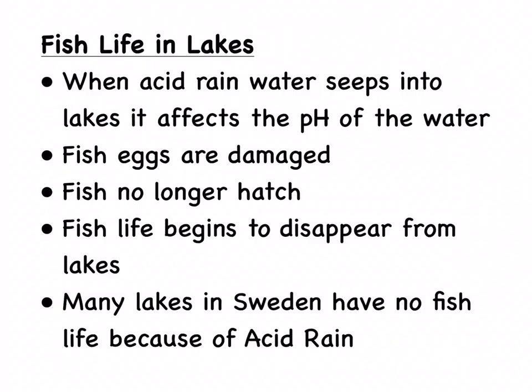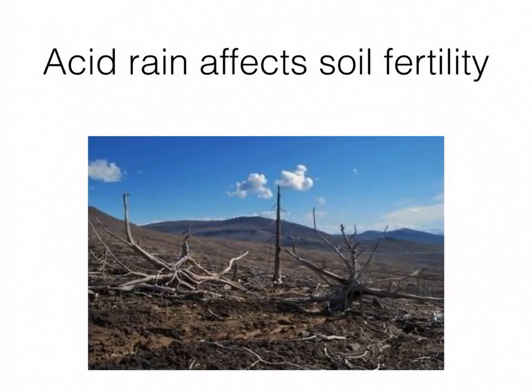So far, acid rain damages the forestry trees, it damages the fish life in the lakes. It also affects soil fertility and agriculture. So naturally enough, what happens is acid rain leaches and washes the minerals and nutrients out of the soil, and then the soil isn't fertile anymore.